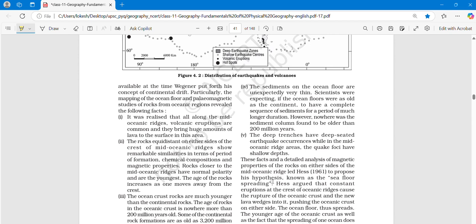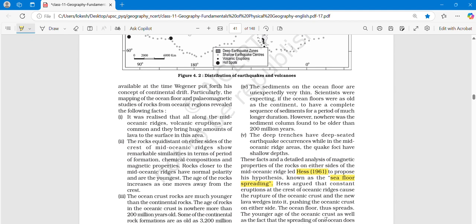This proposal, this hypothesis, is by Hess. This guy is so famous; he keeps coming up with something or the other. Hess's hypothesis is known as seafloor spreading. Which guy proposed seafloor spreading? Hess. He argued that constant eruption at the crest of the ocean ridges caused the rupture of the oceanic crust, and the new lava wedges into it, pushing the oceanic crust on either side. The ocean floor thus spreads.